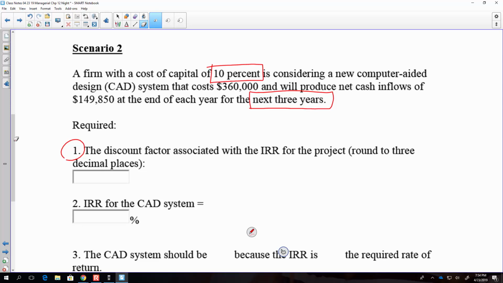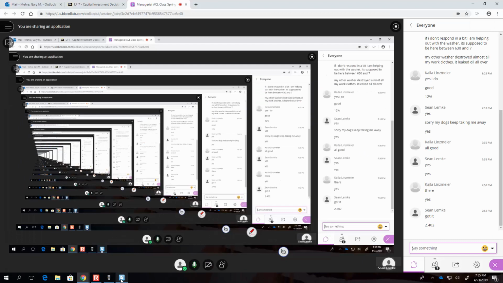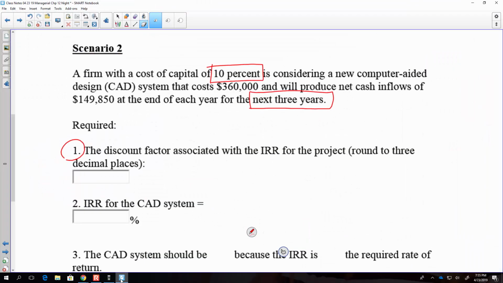Sean, what's my discount factor for this problem? $2.402. Is Sean right, guys? That's what I got. Is that cool? Row 3, column 10, on the annuity table? It should be on the annuity table. That's 2.48685 for that 10%. Yep, 2.4868. He went to the 12%.